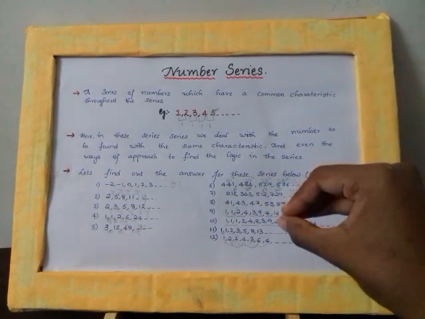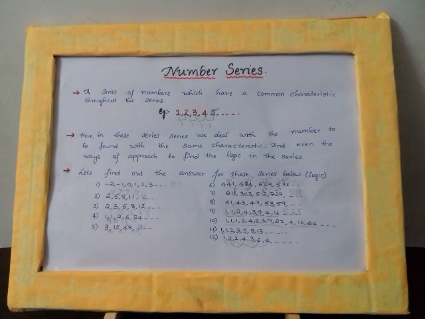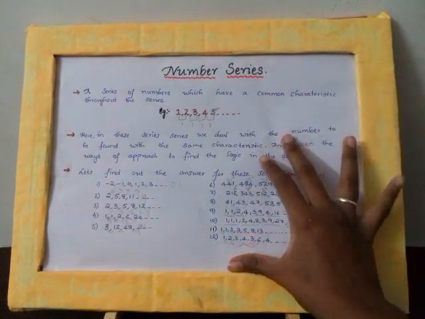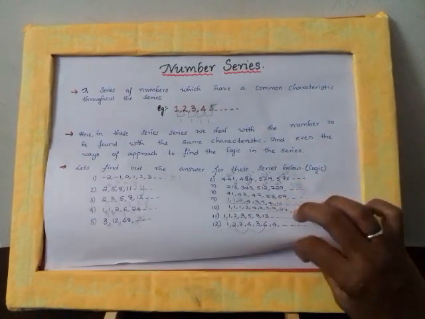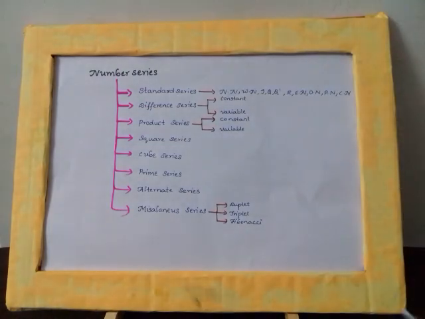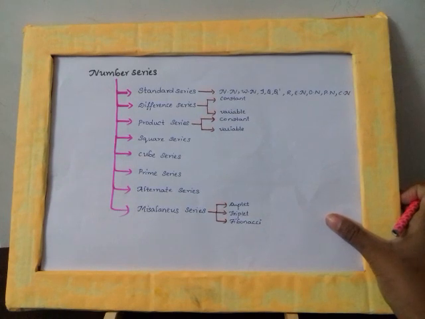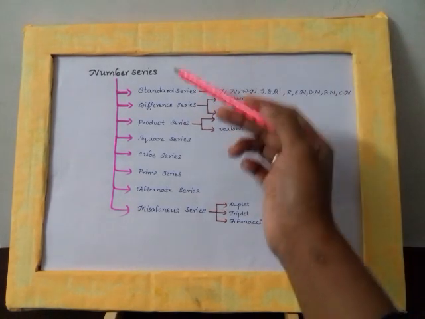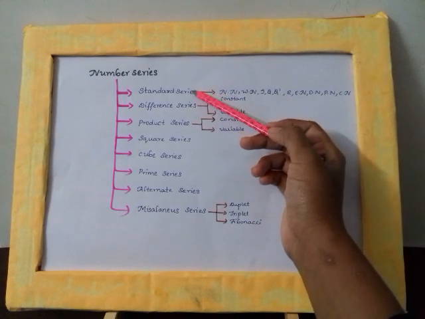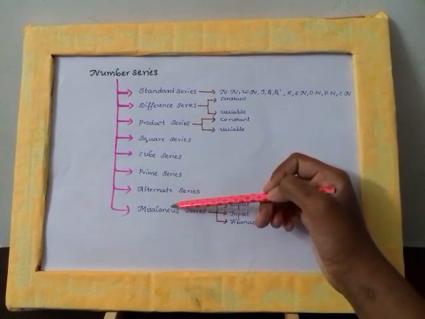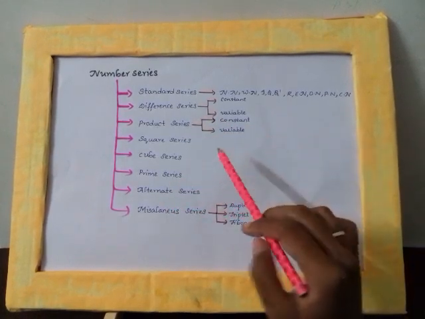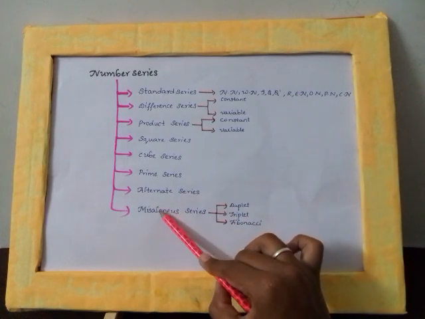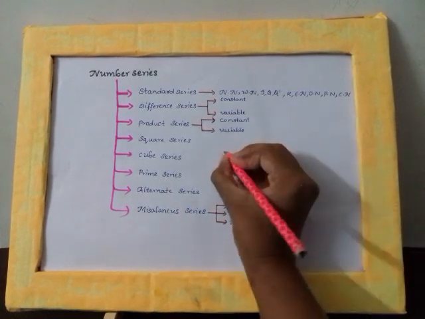But sometimes the numbers may be very big and it will be very difficult to find the common characteristics. In such cases, we will get to know about how to approach the series. So let us know how many types a series is divided into. Basically, the series is divided into 7 types, but including miscellaneous series, it goes with 8. The miscellaneous series and conditional series.